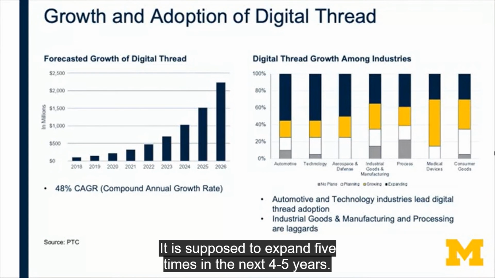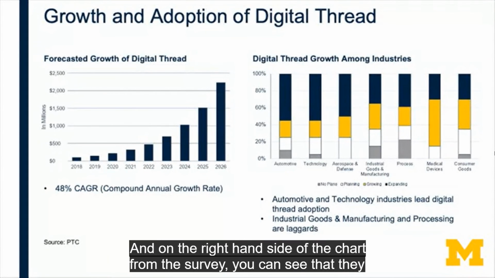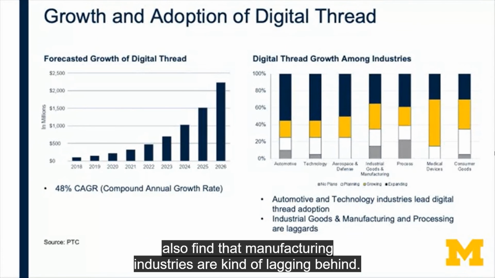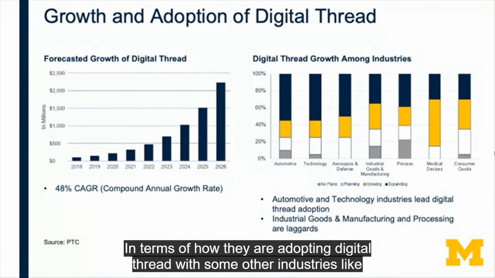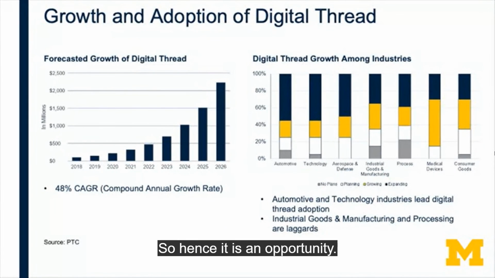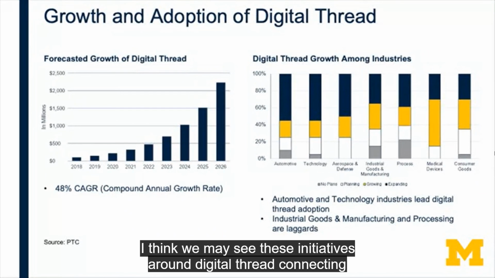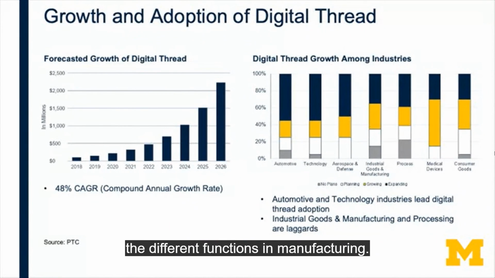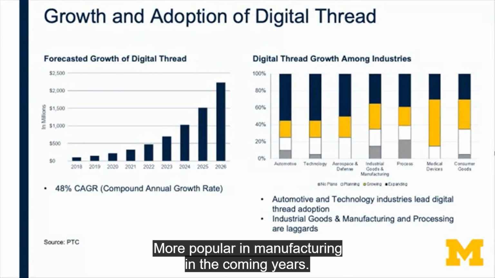And on the right-hand side of the chart from the survey, you can see that they also find that manufacturing industries are lagging behind in terms of how they are adopting digital thread, where some other industries like automotive and technology are a little bit ahead. So hence, it is an opportunity. I think we may see these initiatives around digital thread, connecting the different functions in manufacturing, become more popular in manufacturing in the coming years. The digital thread, how is it implemented?